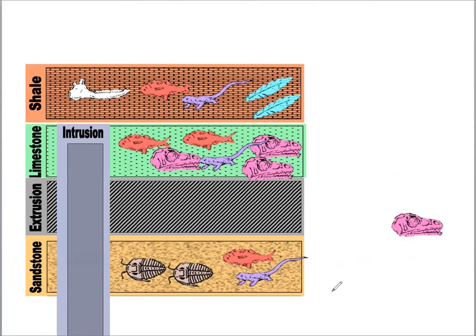So the sandstone is 525 million years old. The extrusion is 340 million years old. The limestone is 270 million years old. By the way, the fossils that are located in each layer are also the same age. And the shale is the youngest layer, and it's 265 million years old.